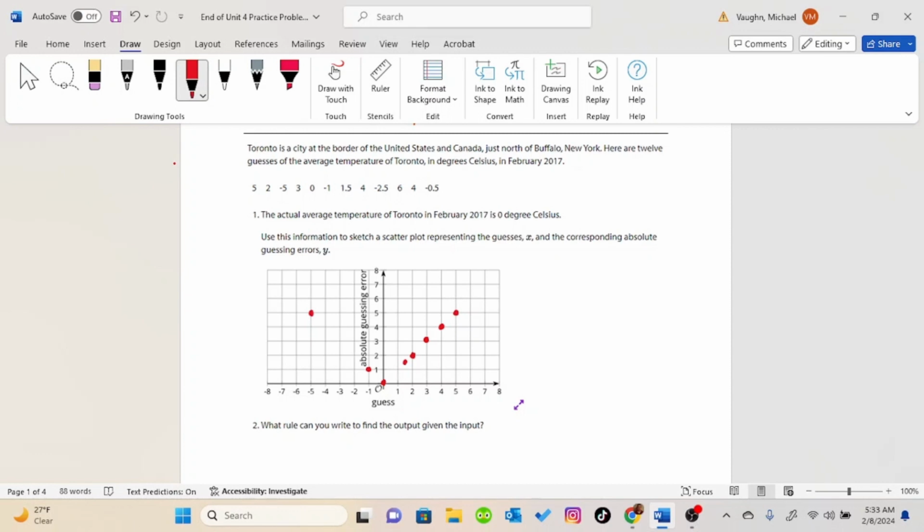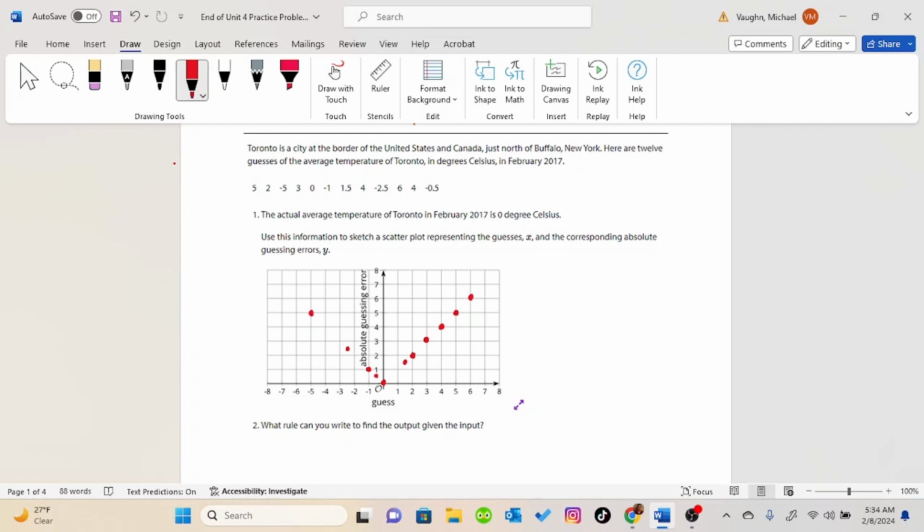-2.5 is 2.5 away from 0. 6 is 6 away from 0. 4 again is 4 away from 0. And -0.5 is 0.5 away from 0. So when we plot these points, this would be the scatter plot representing the guesses and the corresponding absolute guessing errors.